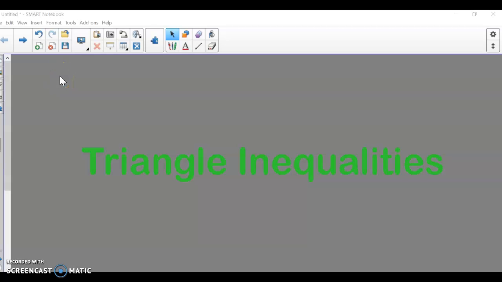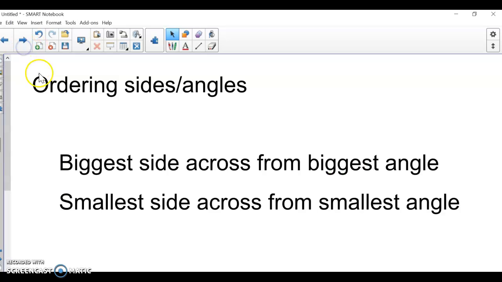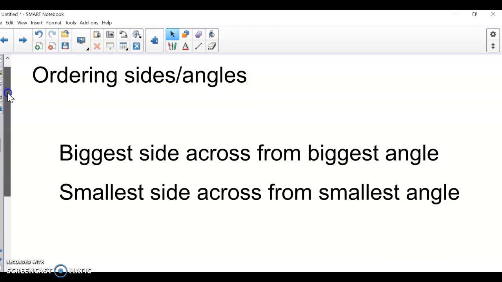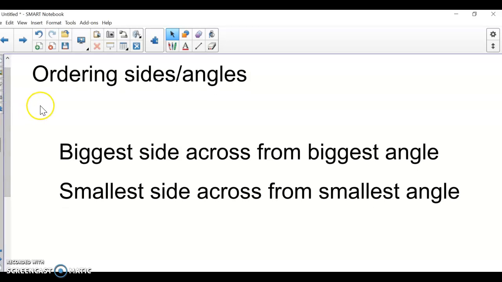In this video, we're going to learn about triangle inequalities. With triangle inequalities, we have three different things that we need to look at. First is ordering our sides or our angles. So when we're ordering sides or angles in a triangle, we're always going to look at the biggest side is across from the biggest angle. And then the smallest side is across from the smallest angle.